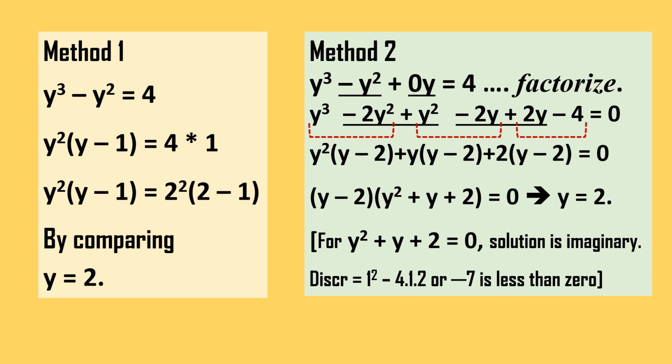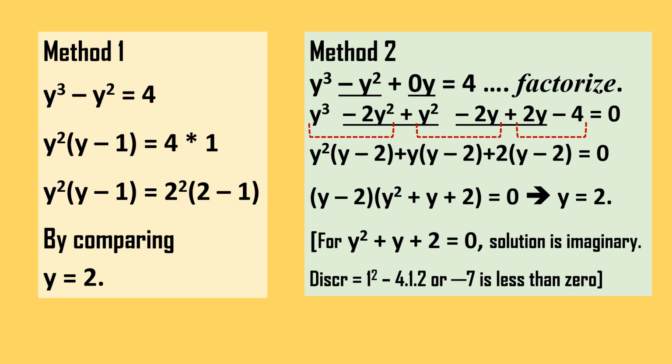But there is one more method, a more formal method. We factorize. So what we do? We factorize y3 minus y2 equal to 4. Now minus y square is written as minus 2y square plus y square. So we write y3 minus 2y square plus y square. And there is no term y, so we write 0y. 0y can be written as minus 2y plus 2y, and minus 4 is there. So we get y power 3 minus 2y square plus y square minus 2y plus 2y minus 4 is equal to 0.